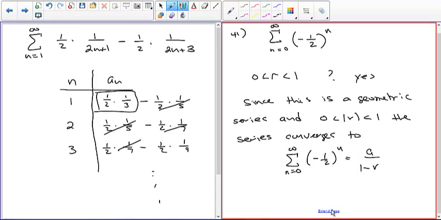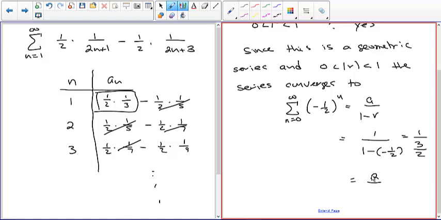So in our case, a is 1 because there's no coefficient in front. So it's going to be 1 over 1 minus a negative 1/2. So that's 1 over negative 1/2 times a negative sign gives you positive 1/2. 1 plus 1/2 is 3/2. So the answer is 2/3. So that's what the geometric series converges to.